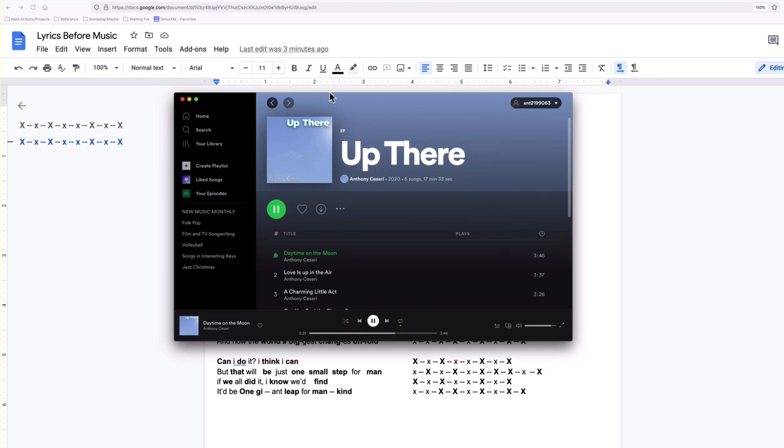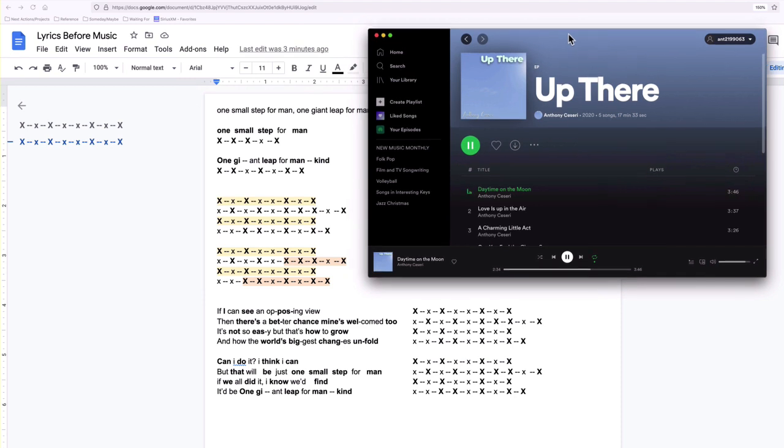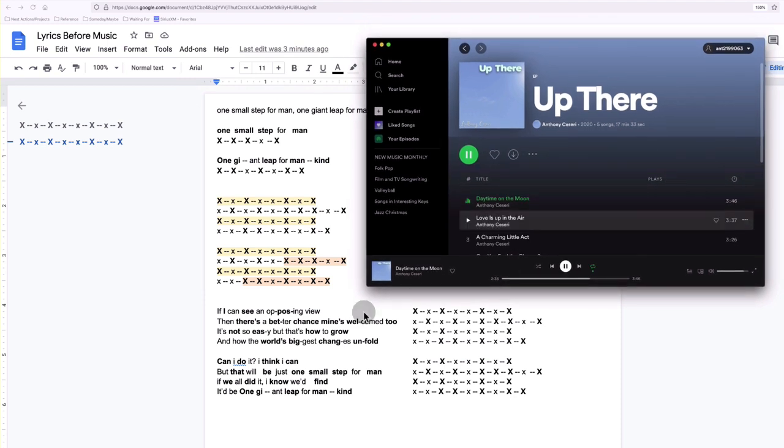Daytime on the moon. If I can see an opposing view, then there's a better chance mine's welcome too. It's not so easy, but that's how to grow and how the world's biggest changes unfold. So can I do it? I think I can, but that will be just one small step for man. If we all did it, I know we'd find it'd be one giant leap for mankind.